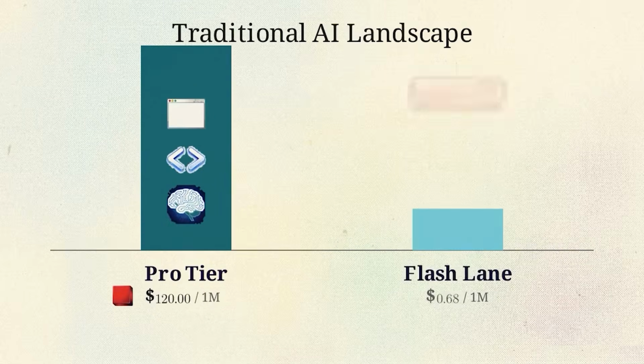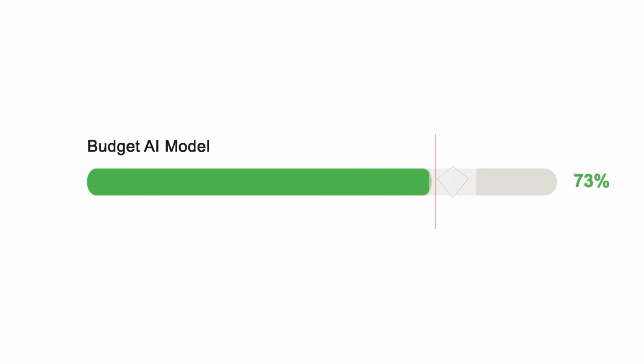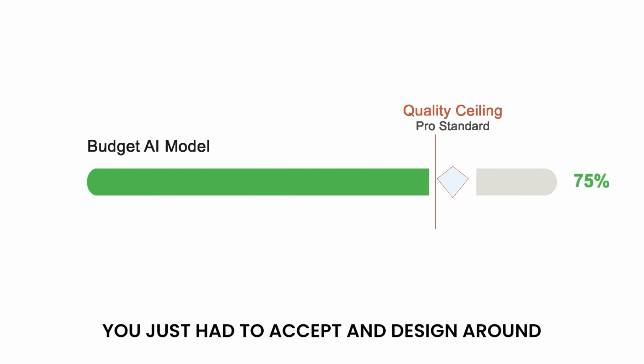Flash models were always the budget lane. Faster and cheaper, sure, but with a quality ceiling that kept them out of serious client-facing work. That ceiling felt permanent, like something you just had to accept and design around. And here's the thing, Google just started raising it.